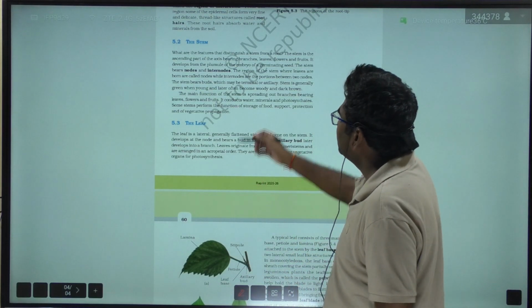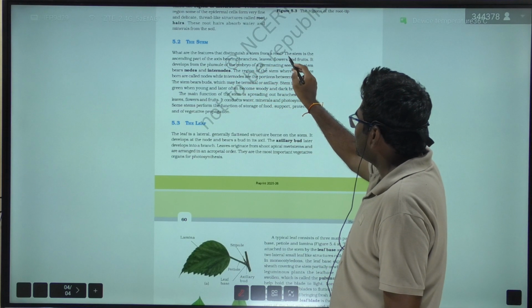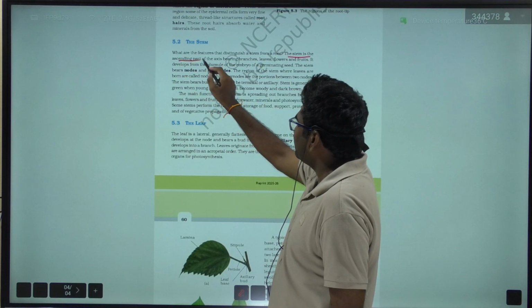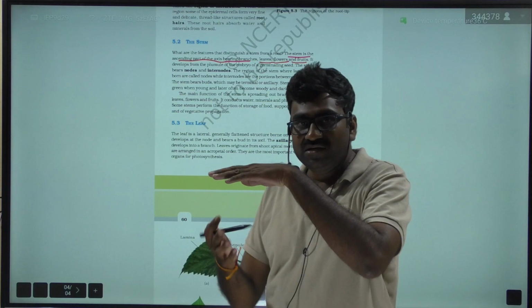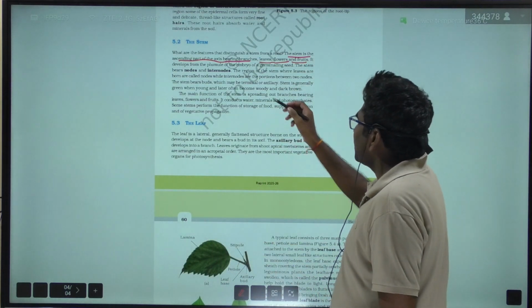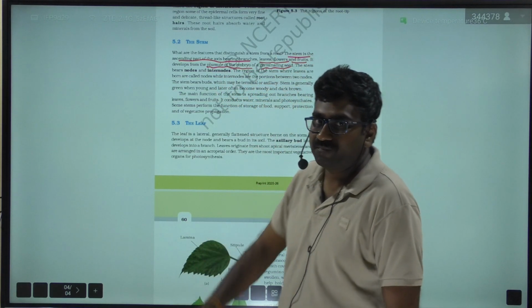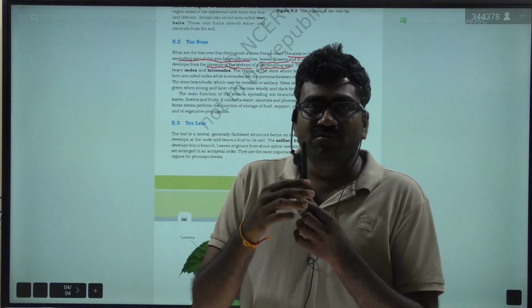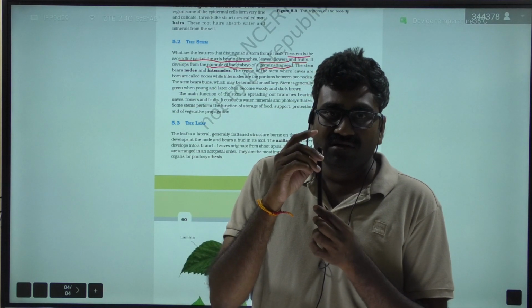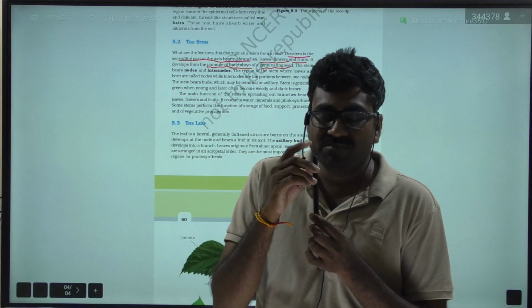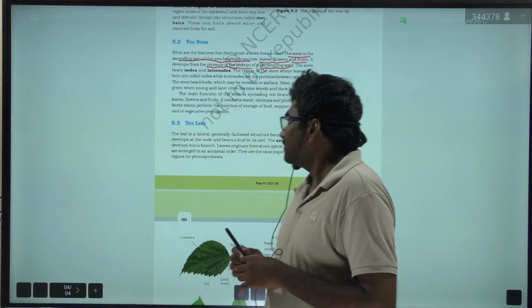What are the features that distinguish a stem from a root? The stem is the ascending part of the axis bearing branches, leaves, flowers and fruits, whereas the root is present in the underground portion. The stem develops from the plumule of the embryo of a germinating seed. Above the cotyledon region is the epicotyl, where the plumule is present, and from the plumule the shoot is developed. From the radicle part the root is developed.